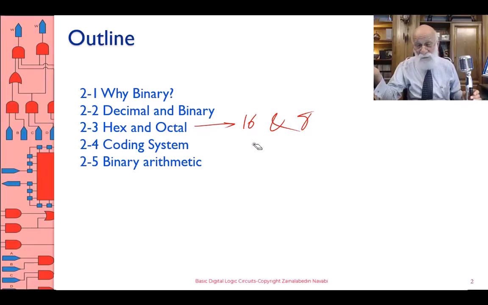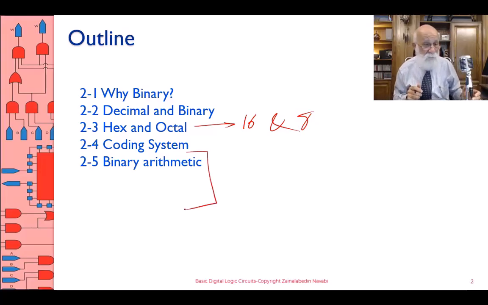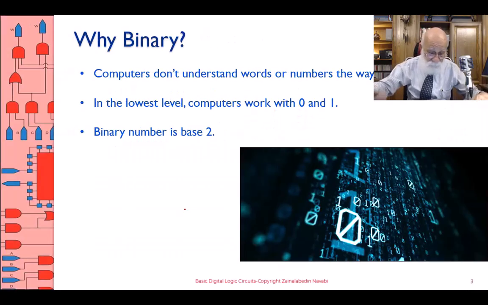And then we'll be doing coding systems. Coding system meaning that not everything in a digital system is necessarily a number. Okay. Other representations based on binary are also possible. And then doing all of this, we will get into binary arithmetic.